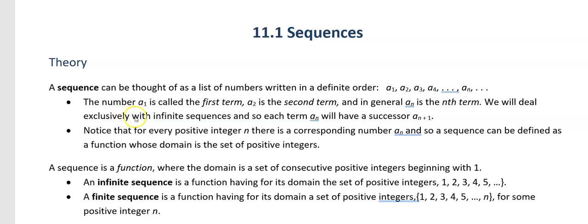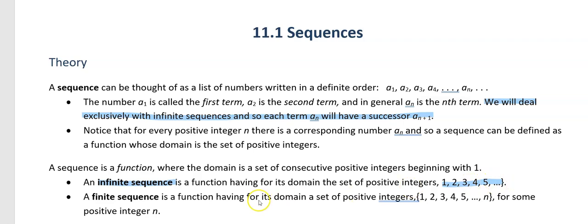We will deal exclusively with infinite sequences, and so each term, a sub n, will have a successor, a sub n plus 1. Notice that for every positive integer n, there is a corresponding number a sub n, and so a sequence can be defined as a function whose domain is the set of positive integers. A sequence is a function where the domain is a set of consecutive positive integers beginning with 1. An infinite sequence is a function having for its domain the set of positive integers 1, 2, 3, 4, and continues going.